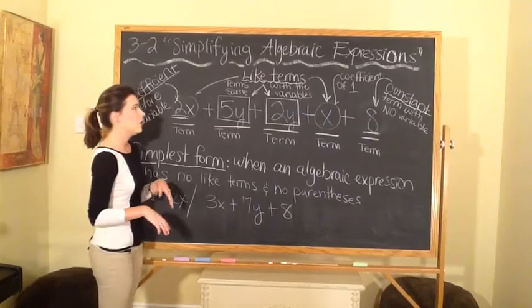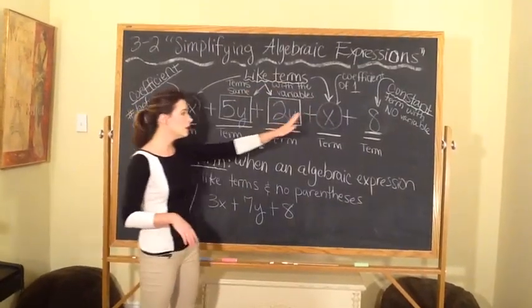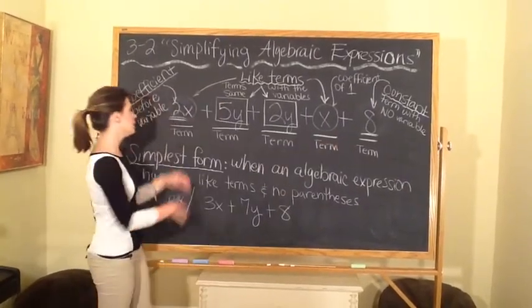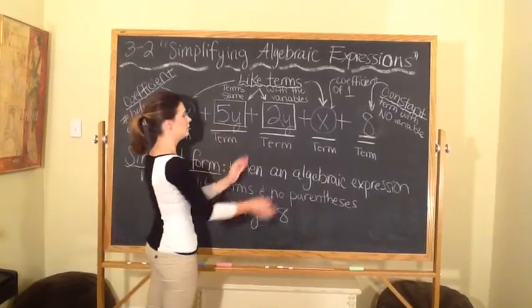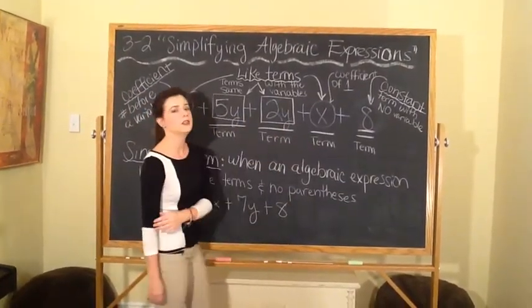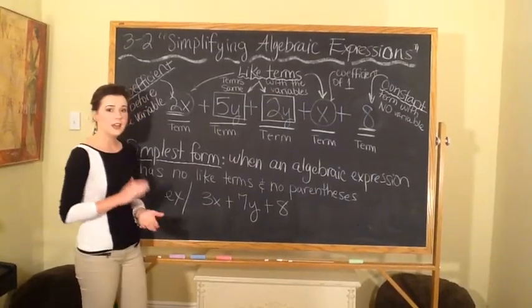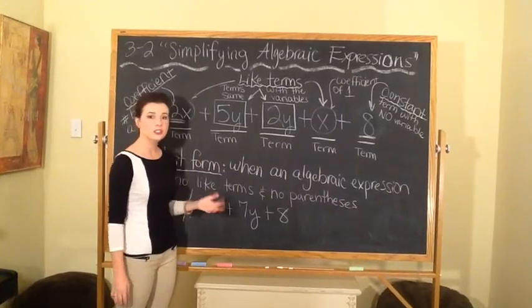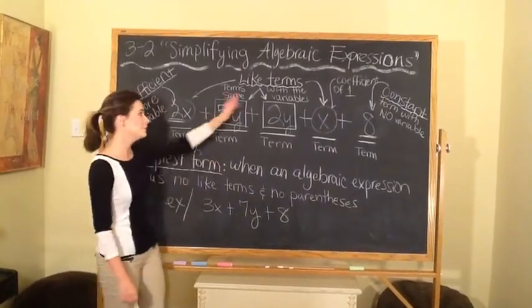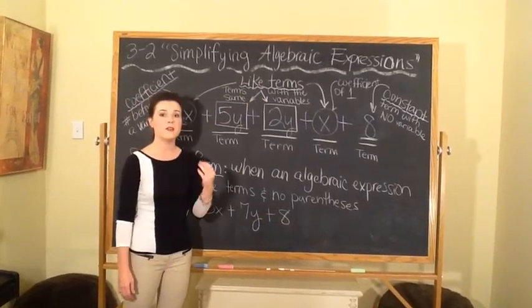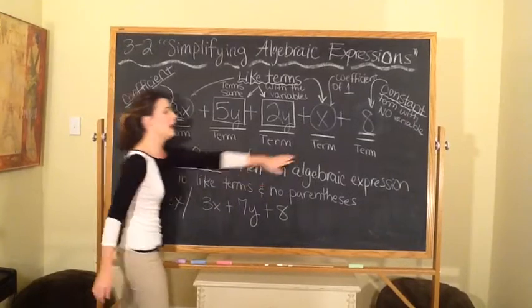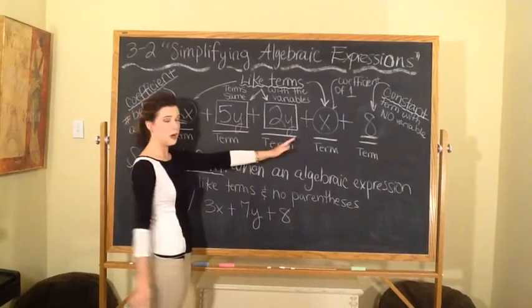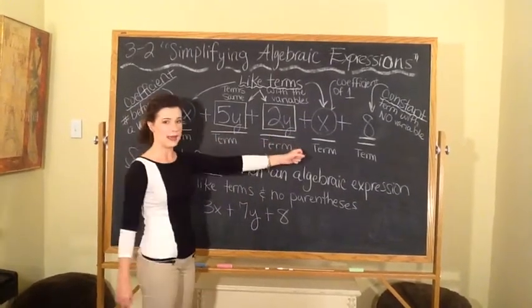The next thing we need to know is terms. So terms are anything listed in the whole sequence of the algebraic expression. So like 2x is a term, 5y is a term, 2y is a term, x is a term, and so on and so forth. Now, another thing that we need to talk about is like terms. So like terms are any terms that have the same variables. So 2x and x are like terms because they both have x. And 5y and 2y are like terms because they both have y in them.